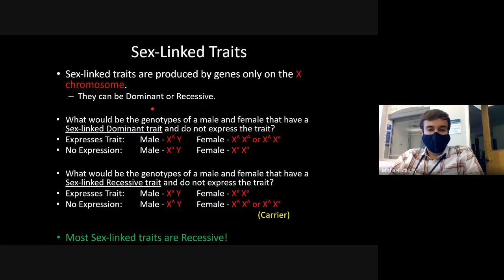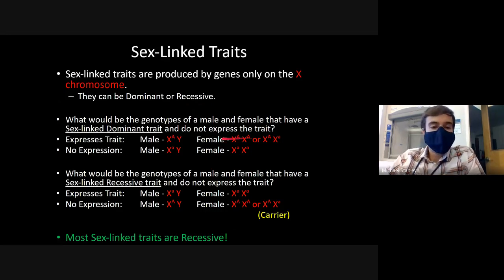So, for example, the genotypes of people who have a sex-linked dominant trait. Dominance works just like it does with the other chromosomes, where if you have the dominant allele, it'll show up no matter what. And the recessive allele only shows up if there's no dominant allele present. So for females, it works basically the exact same way as it does in the other types of genes. In females, you'll get the dominant trait if you have a big A, or if you have a big A, little a.